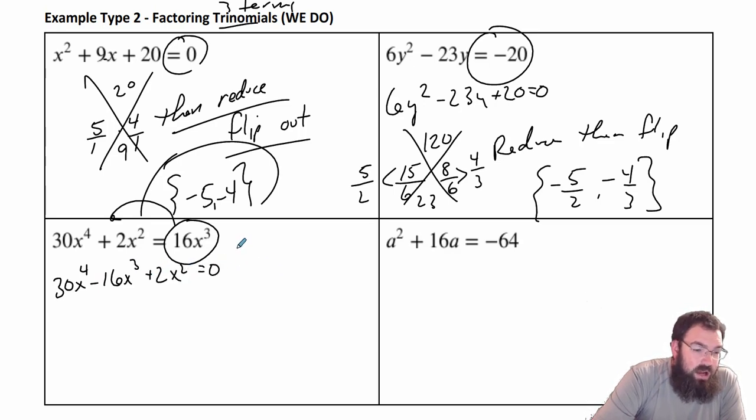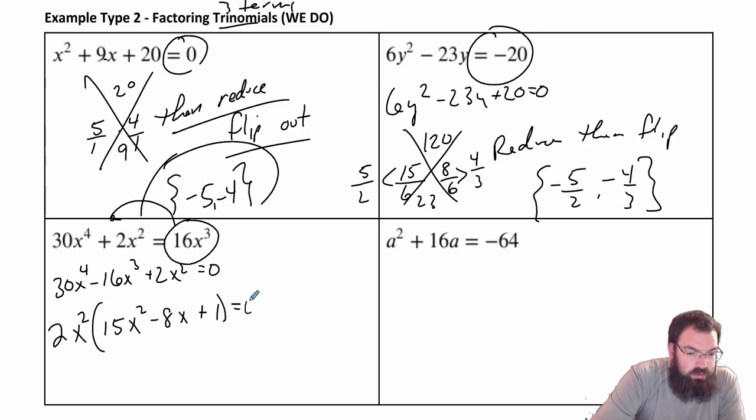Is there anything I can take out? Well, they all have 2 x's in them, but they all are even too. So I can take out 2x squared. Now I can multiply by 15x squared minus 8x plus 1 equals 0.